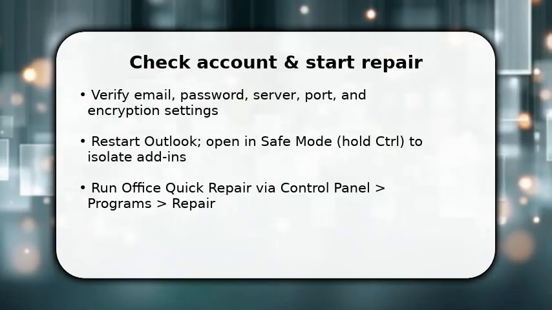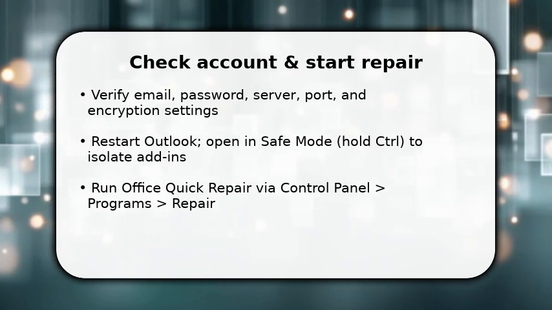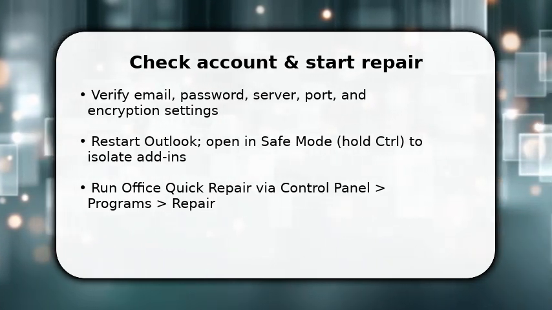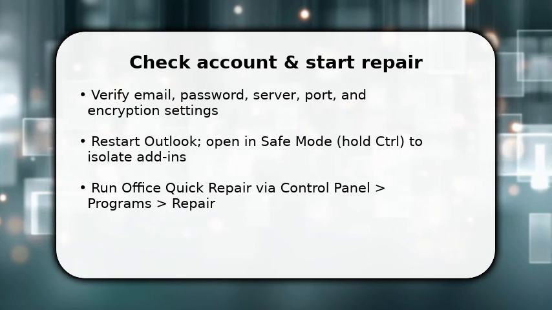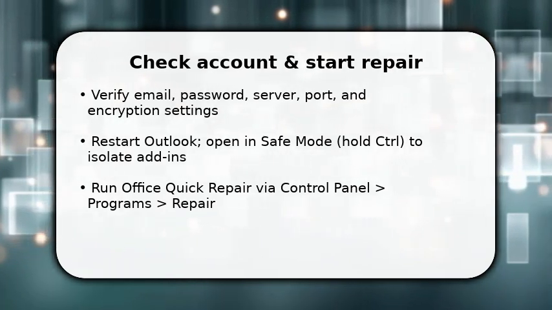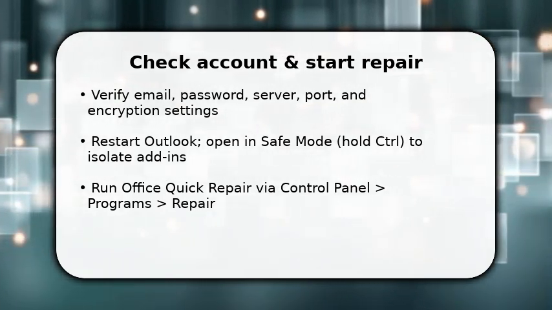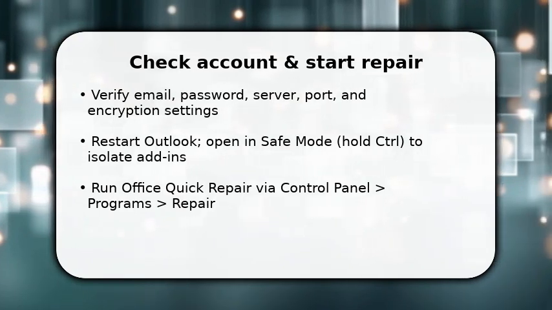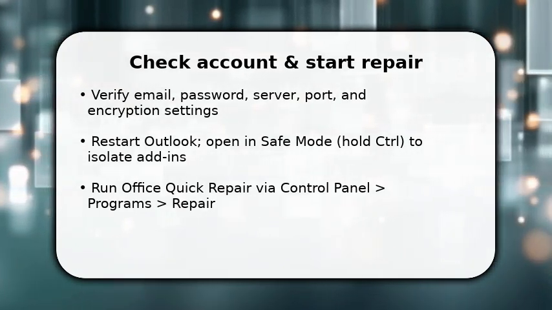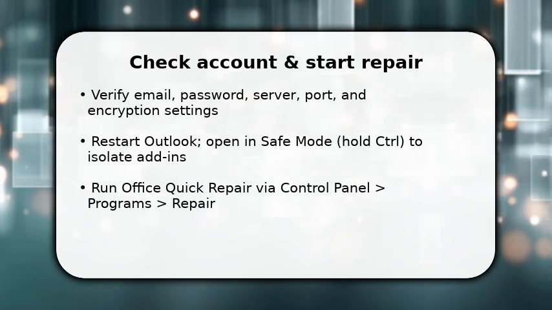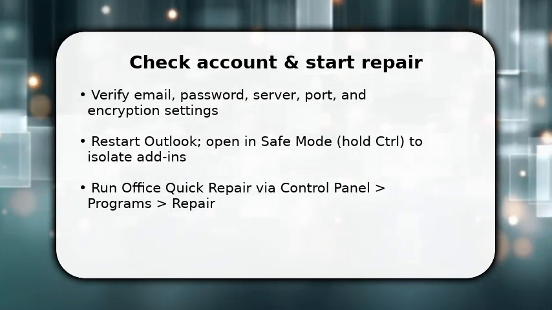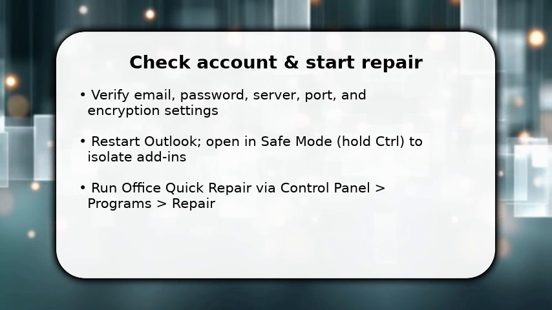You begin by confirming your account details and server settings so Outlook can authenticate correctly. Next, restart Outlook and open it in safe mode to see if add-ins block mail flow. Once done, run the Office Quick Repair from Programs to fix broken program files. It fixes common startup errors without reinstalling. Make sure to note any error codes shown.